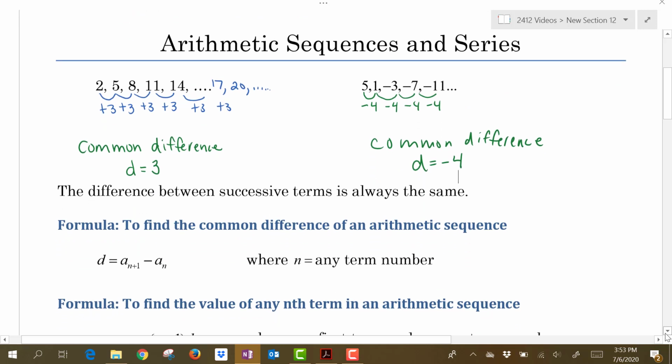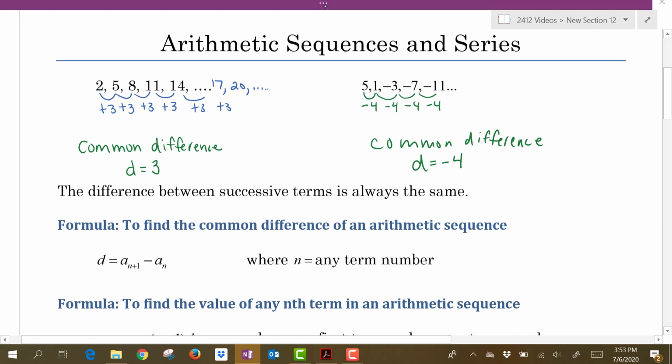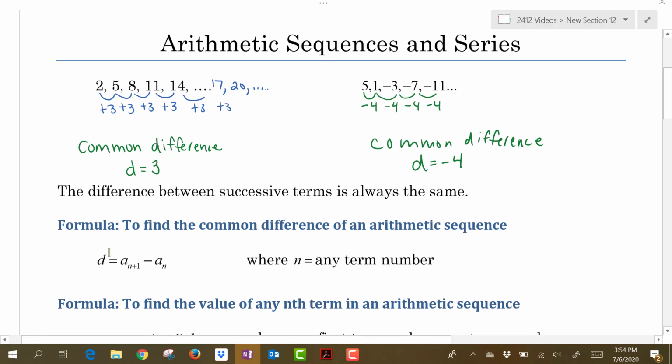Sometimes we can't immediately tell what the common difference is. So again, we have a formula to determine the common difference when dealing with arithmetic sequences. To find the common difference, D, you would take any two successive terms. Remember, that means terms that are side by side in the sequence. And we're going to take the later term and subtract off the previous term. So this works with any two successive terms in the sequence.